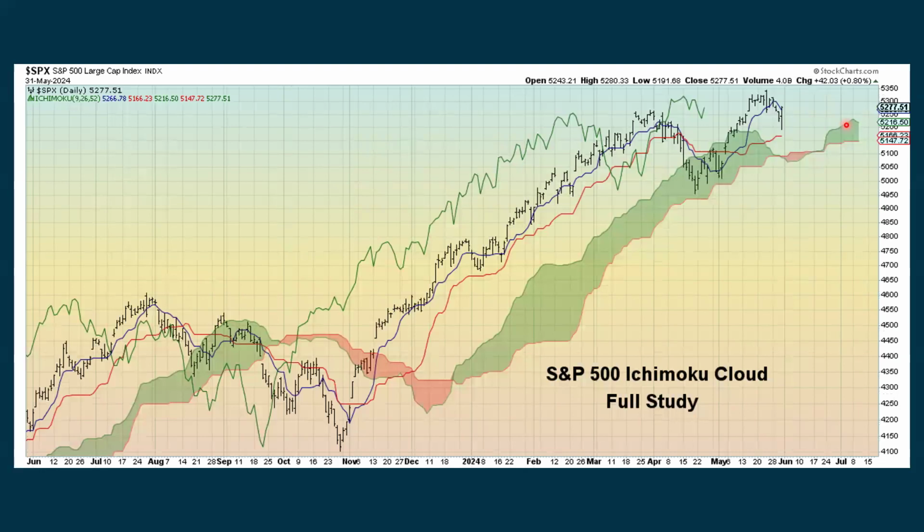Now, I added what's called a full study here, where in addition to the cloud, I made it a shorter term chart, and we also follow the blue line and the red line. When the blue line's above the red line, that's an uptrend. And even though we've been pulling back, the blue line is still above the red line. Then a little bit longer term, we have the green line here, and that's still going up as well. So even with the weakness that we've seen, this indicator is suggesting that things are still okay for the time being.